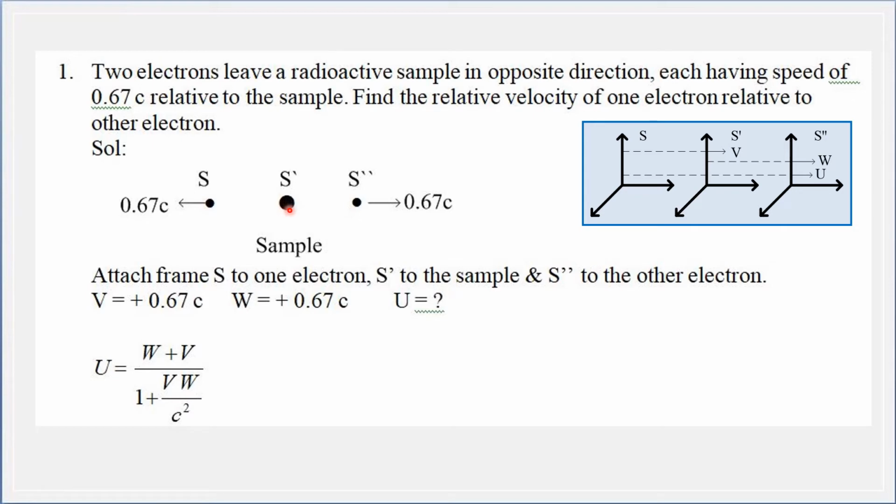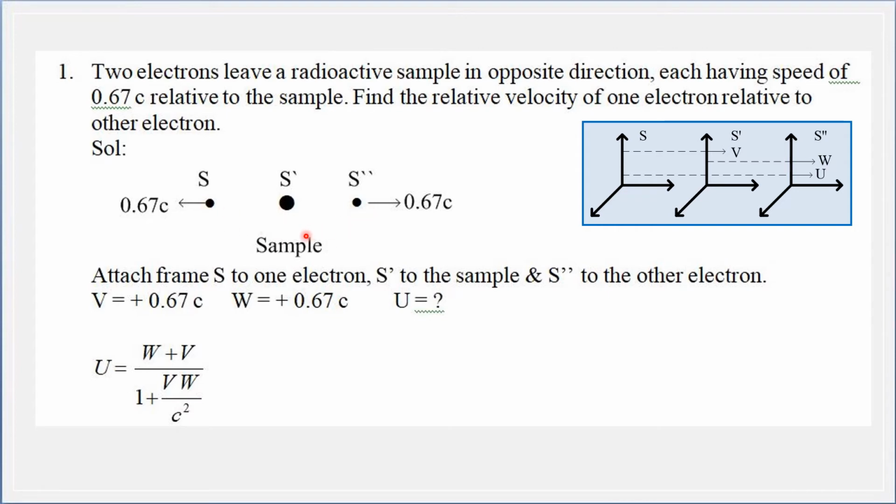So that means one electron is emitted this side and the other electron is emitted this side. Okay. So the sample will be in the middle here. So from the sample, the electrons are coming out and moving in the opposite direction. So they are along the line, but one on one side of the sample, the other on the other side of the sample.